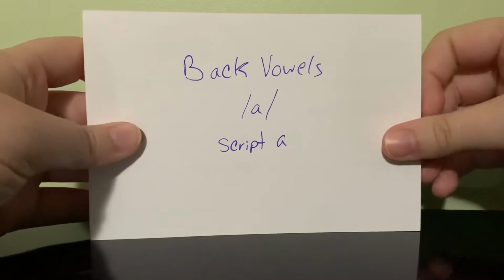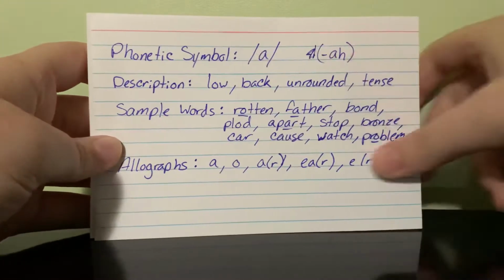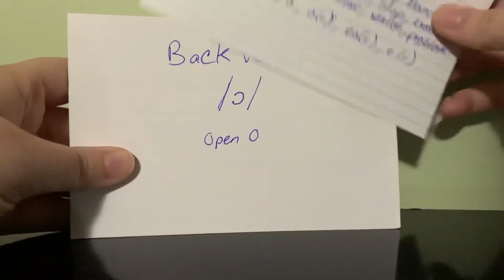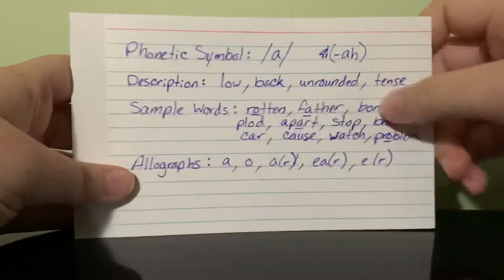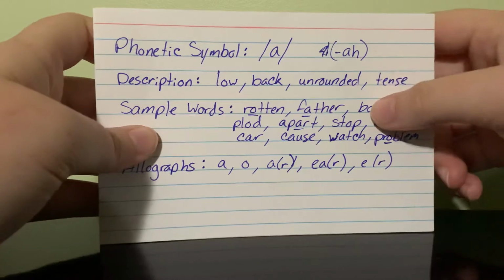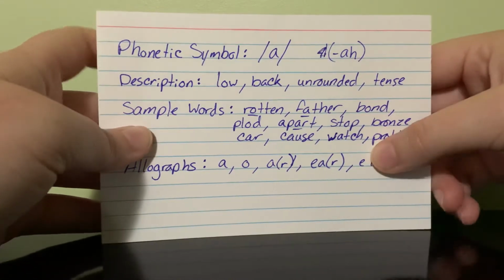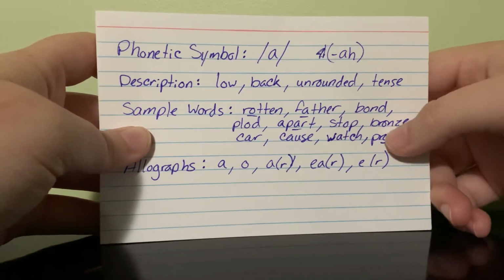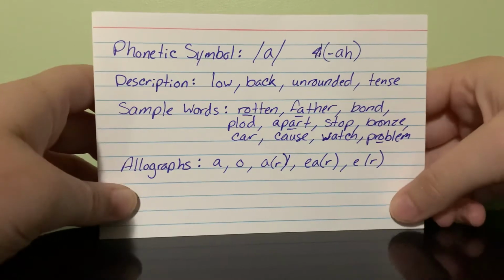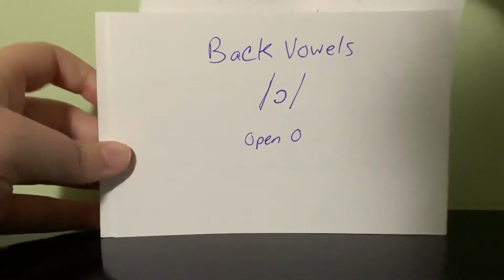Next to the back vowels is script A. It's going to make the sound, and it's more of an AH. I know that in the open O seems to be a little close together, but this is going to make more of a AH sound, like a little higher. Description is low back, unrounded, tense. Sample words like rotten, father, bond, apart. And the various allographs are listed at the bottom that it could show up as in the word itself. And that's the script A, making the sound.